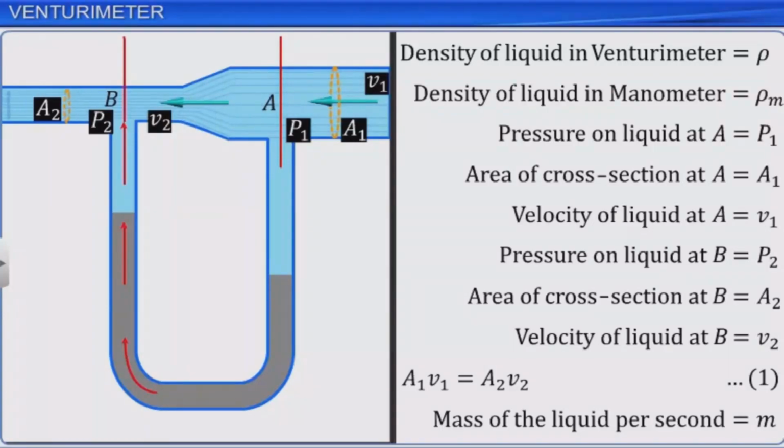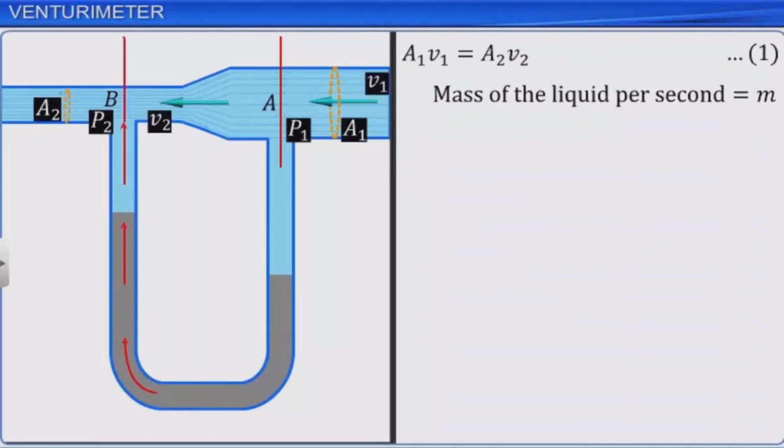Here, V1 and V2 are the lengths of the liquid element of mass m at positions A and B respectively. Therefore, A1V1 is equal to A2V2, which is equal to the volume of the liquid V flowing per second.